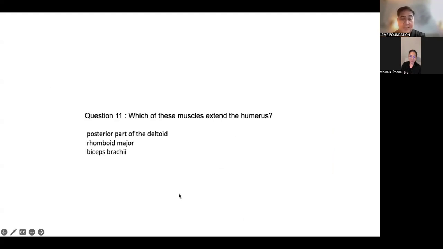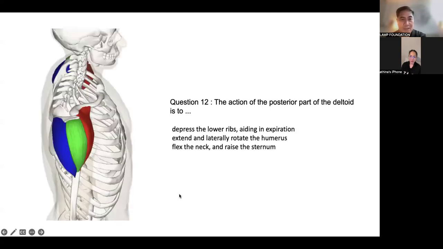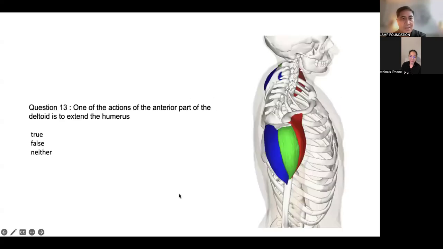Which of these muscles extend the humerus? It's the posterior part of the deltoid. Action of the posterior part of the deltoid is to extend and laterally rotate the humerus. One of the actions of the anterior part of the deltoid is to extend the humerus. True or false? That is false.